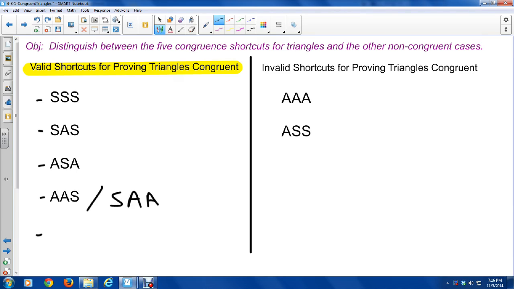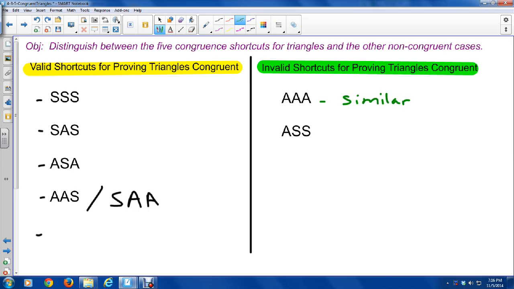On the invalid side, when you have combinations that don't necessarily result in congruent triangles, we looked at angle angle angle, and hopefully you recall that that one resulted in similar triangles, same shape but different size. And then we had, of course, our ASS case, which is also SSA if you want to be a little bit more polite about it.